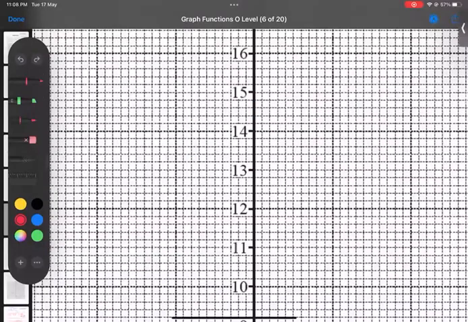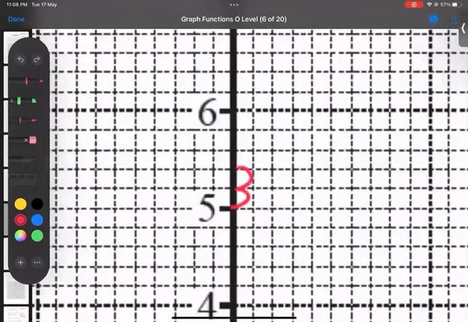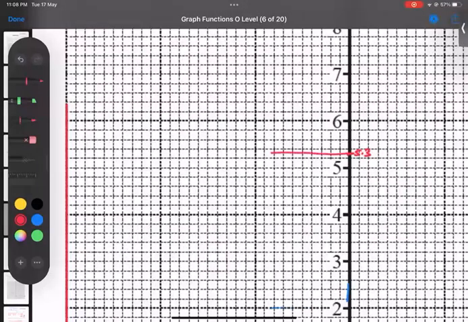So let's see, where is 5.3? This is 5.2, this is 5.4, so 5.3 comes here. It means I go from here and here, and this is the point I get. The rest of the lines, I just erase. I think the point is very clear. Each point we have to plot very carefully.